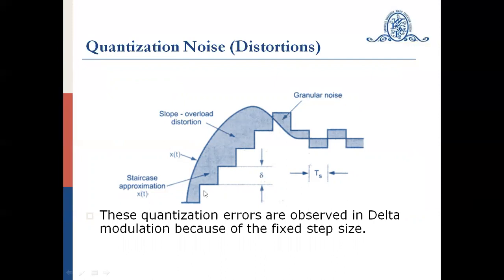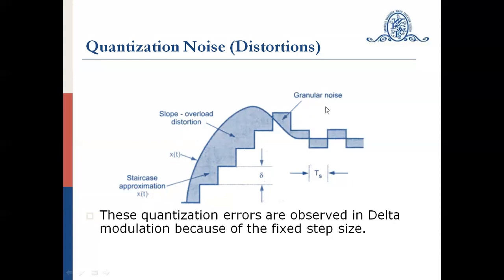Whenever we are comparing x of t with the approximated signal, if the slope of x of t is very high initially, or much higher than that of your approximated signal over a long duration, then x dash of t will not be able to follow x of t, and so slope overload distortion will be generated. One way to reduce this SOD is to increase the step size.